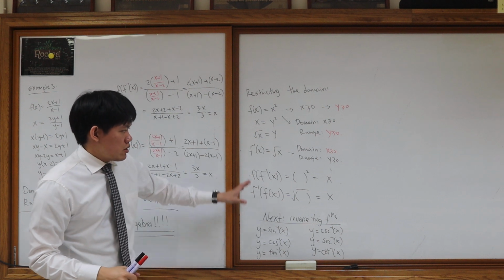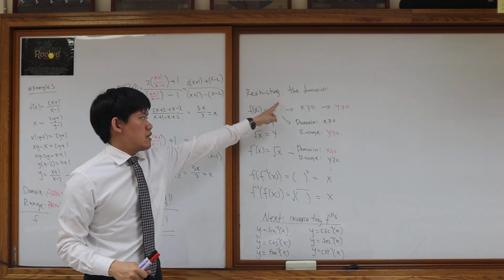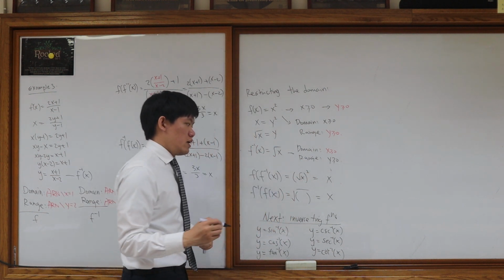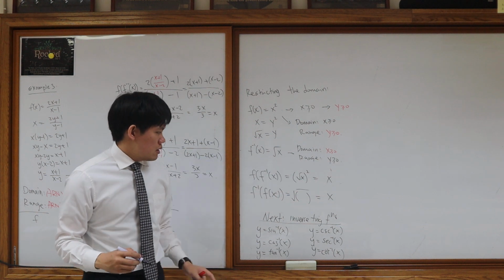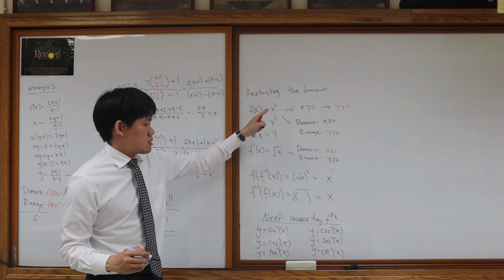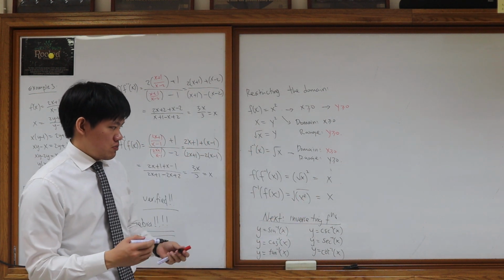Okay, so let's go ahead and verify our answers. f is on the outside, so it's x squared, and then replace the x with square root of x. So the square root of x, squared, comes out as x. And then the inverse of f is the square root, and then replace the x with x squared. The square root of x squared is just going to be x by itself.